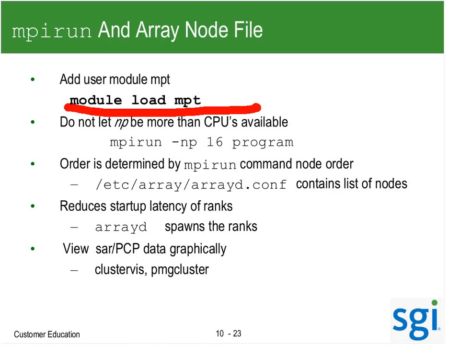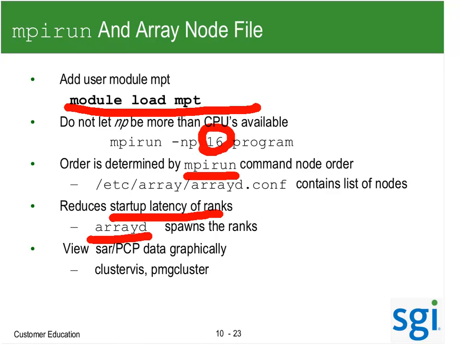You don't want the number of threads to be more than the number of CPUs on your system. How I spawn my work is going to matter. If I've got 4 arrays, I might want to put 1 thread round robin across each of the nodes instead of node pack. I can interleave across the nodes in the cluster, or I can pack 1 node, then pack the next, then pack the next. And again, we're trying to reduce latency startup with the array daemon, and there is some graphical data.